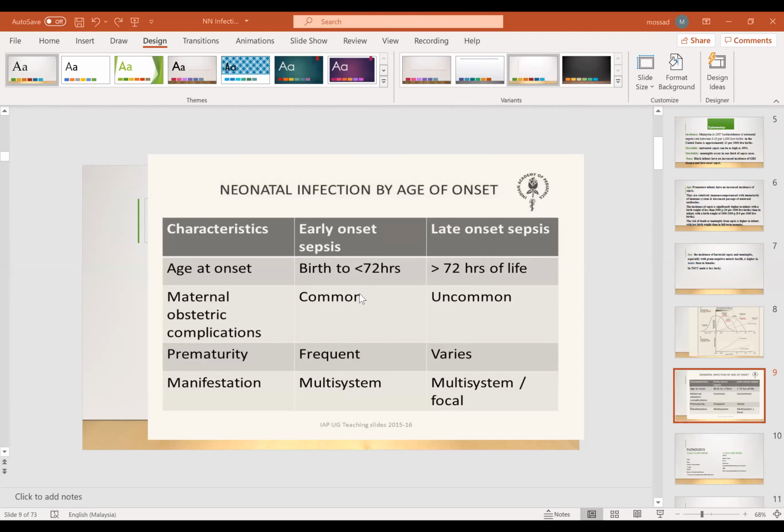The late onset will occur after 72 hours. Maternal and obstetric complications can be present, but are uncommon. It varies, and it can occur in premature or mature infants. Usually, this is the most important. The late onset can be multi-system, but can also be focal. I mean, the child will come with pneumonia, with osteomyelitis, like that.